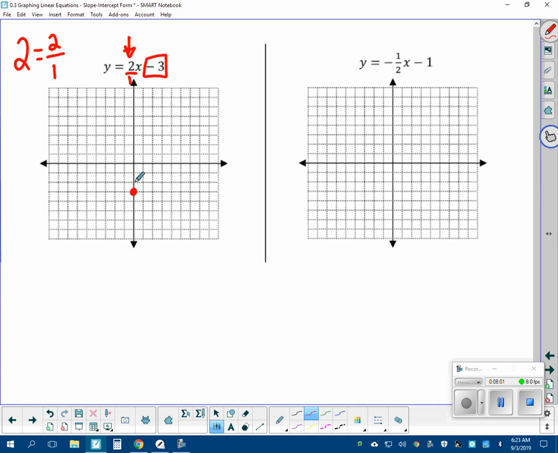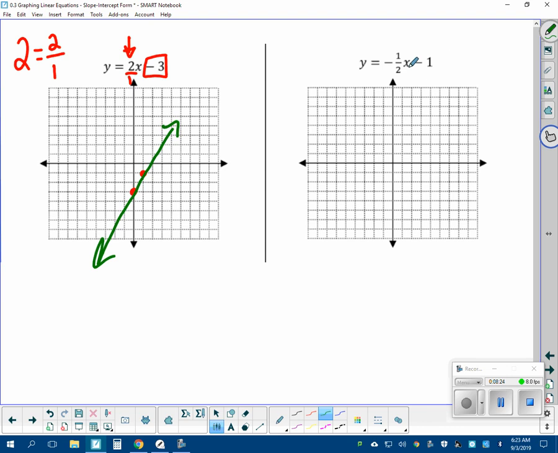So your rise is 2. Your run is a positive 1, so we go to the right. Now, if you hadn't put that 1 there, you would have a line that looks like this. You'd go straight up and down. And while that's possible to have, it would not be correct for this equation. So you need to make sure you always remember that there is a run of 1 if you don't have a fraction.